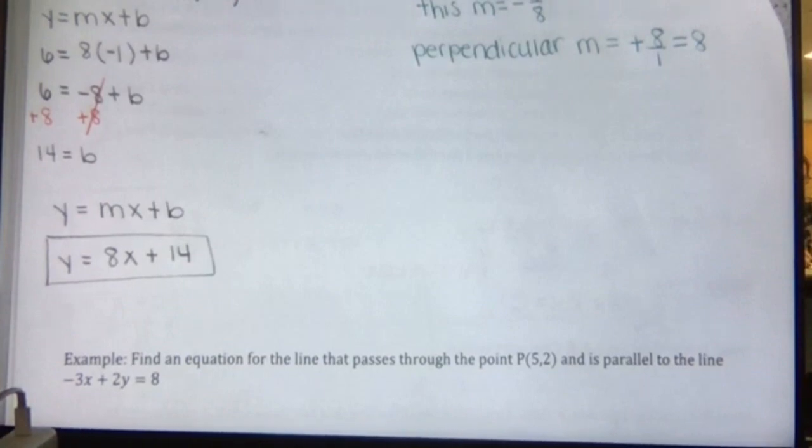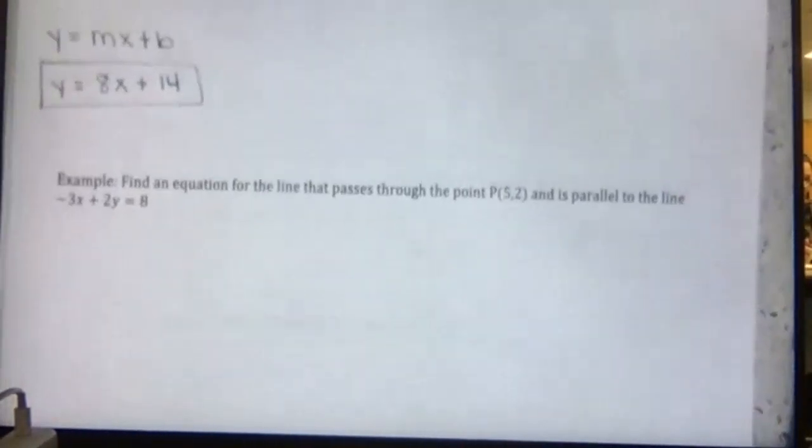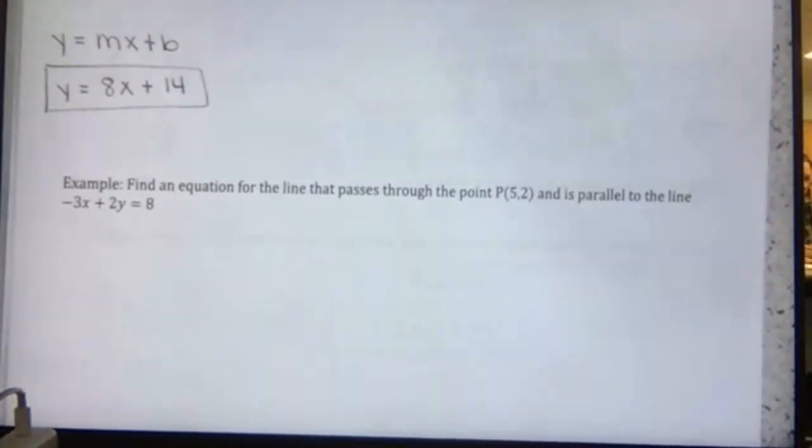Fair warning, the numbers are really ugly on this one. But at least we're doing it together. So find the equation of the line that passes through the point 5, 2 and is parallel to the line -3x plus 2y equals 8. So now we're talking about parallel lines.